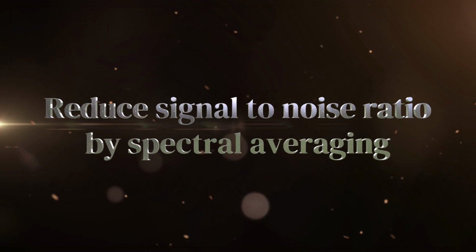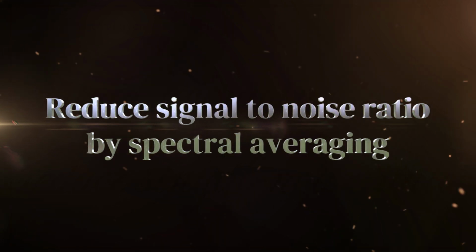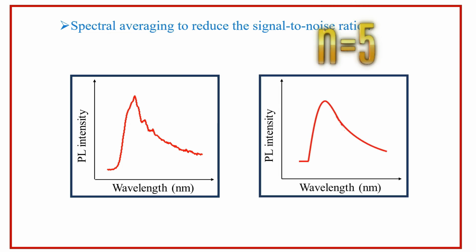Third point is to reduce the signal to noise ratio by averaging the spectra. If your signal to noise ratio is high for your sample, then you can increase the number of averaging of the spectra. This is known as spectral averaging. For example, if this spectra was taken with an averaging of 2, and if we increase the number of averaging to 5, the resultant spectra will look like this. Thus, by doing spectral averaging, we can reduce the noise in your PL spectra.